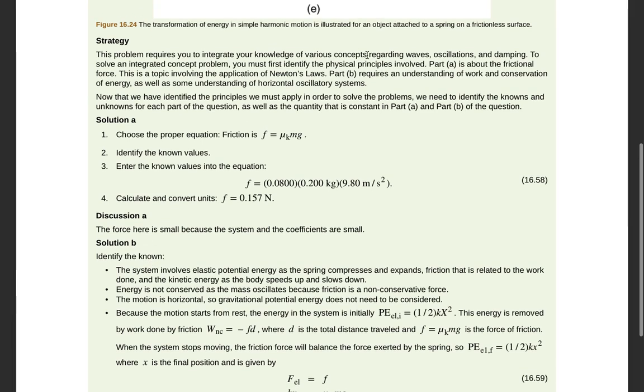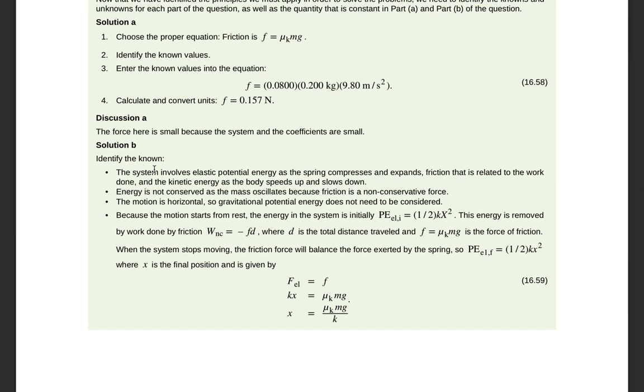For part B, this requires an understanding of work and conservation of energy, as well as some understanding of horizontal oscillatory systems. So identify the known for B. The system involves elastic potential energy as the spring compresses and expands, friction that is related to the work done, and the kinetic energy as the body speeds up and slows down. Energy is not conserved as the mass oscillates because friction is not a conservative force. The motion is horizontal, so gravitational potential energy does not need to be considered.